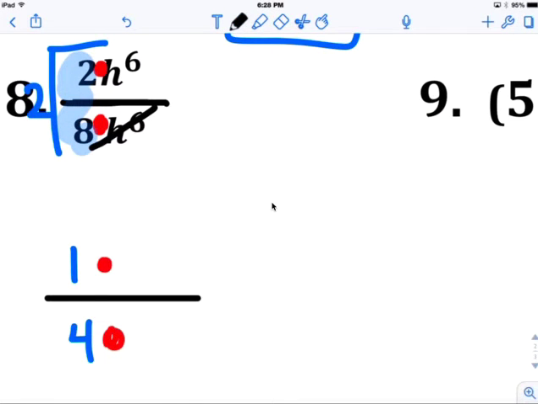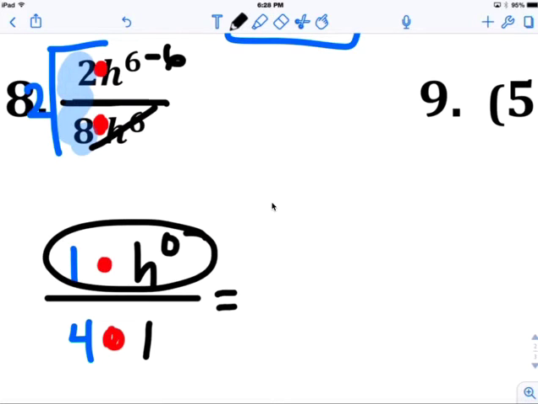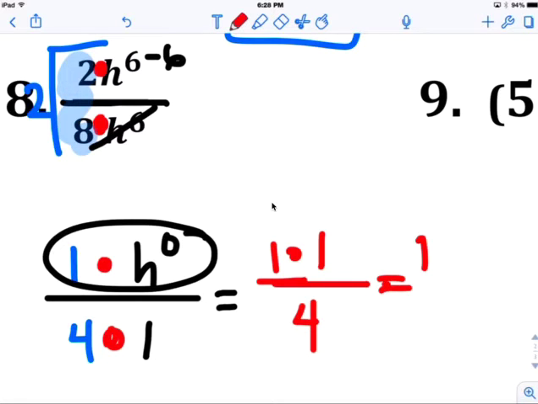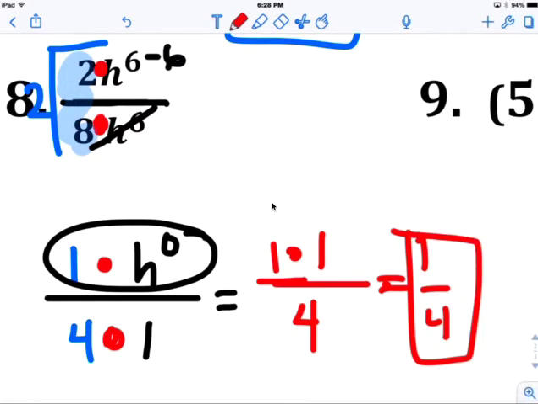Cross out one of them, make that a 1. Minus 6, h to the 0 power. Well, h to the 0 power is 1. So h to the 0 power is 1. This is 1. 1 times 1. 1 times 1 over 4. 1 times 4, so it's 1 over 4. Okay?